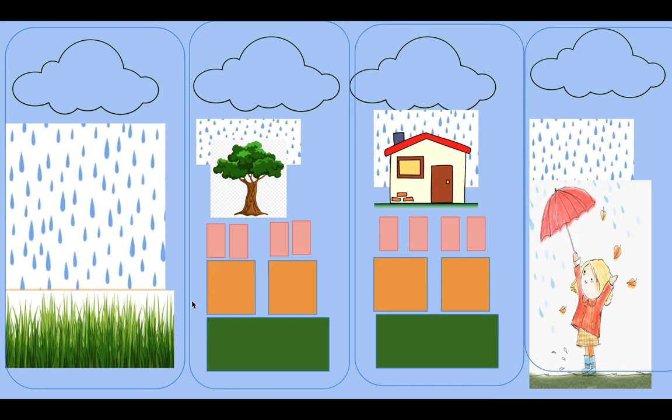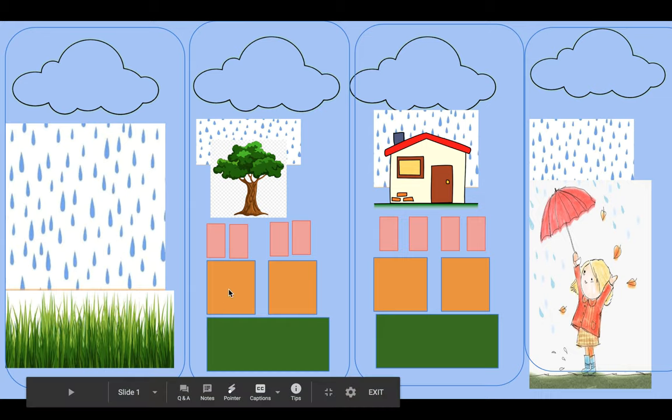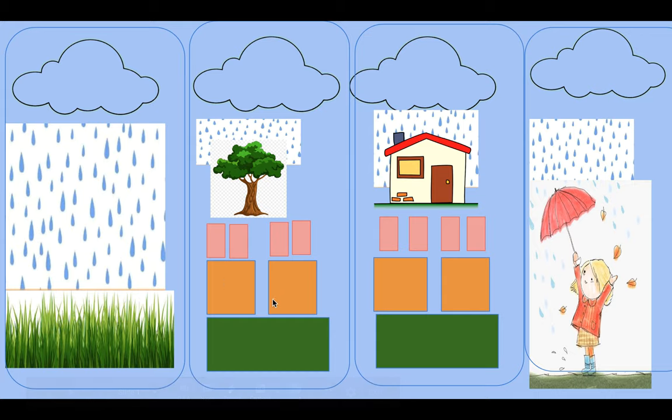Okay, now for each one of these orange squares, I want you to point at them, and I want you to say drip, drop, drip, drop, drip, drop, drip, drop. And here I want you to take your hands and go drip, drop, every time I point to an orange square. Here we go. Drip, drop, drip, drop, drip, drop, drip, drop.